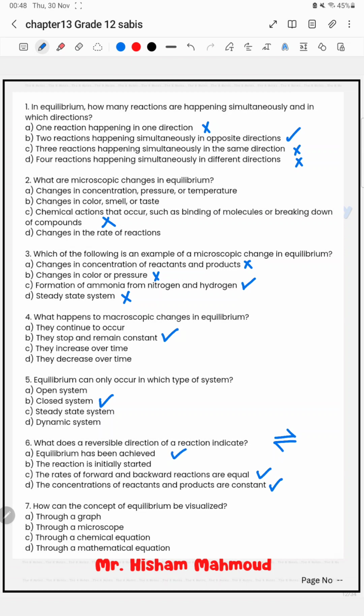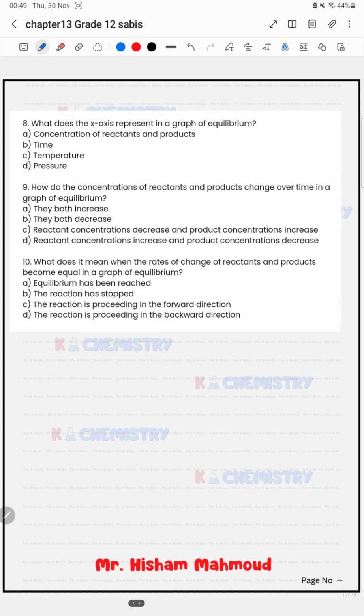How can the concept of equilibrium be visualized? Through a graph. This is the graph that I will see, and I can see that the concentration of the reactants decreases and the rate of the products formation increases, and then suddenly they become equal. This is where they are equal, as we explained in our video. We can write this through a chemical equation and through a mathematical equation that we'll take now. Now, what is the next question?